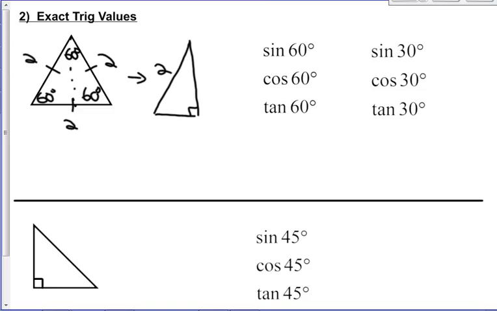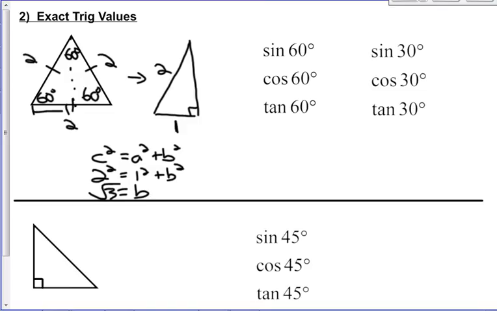Its base would be half of the original base, so that's 1. And we could find that last leg using the Pythagorean theorem. So c squared equals a squared plus b squared. 2 squared equals 1 squared plus b squared. Work it through, and we're going to get b is root 3. And this is a 60-degree angle. And up top, we would have to have a 30-degree angle, because triangles add up to 180.